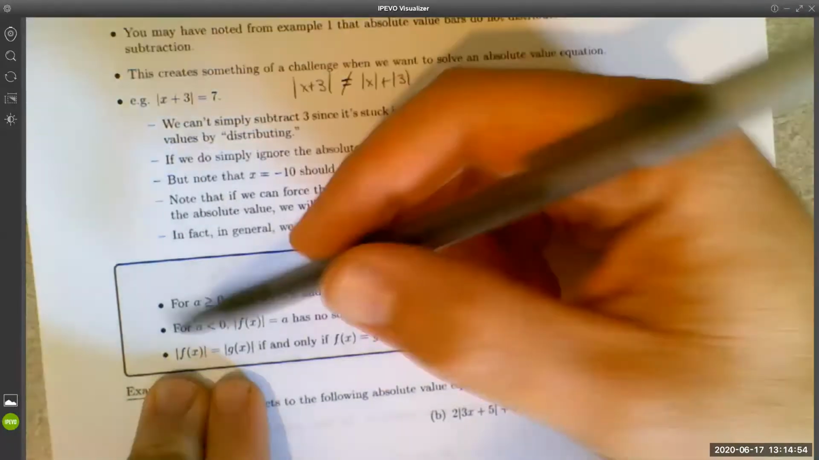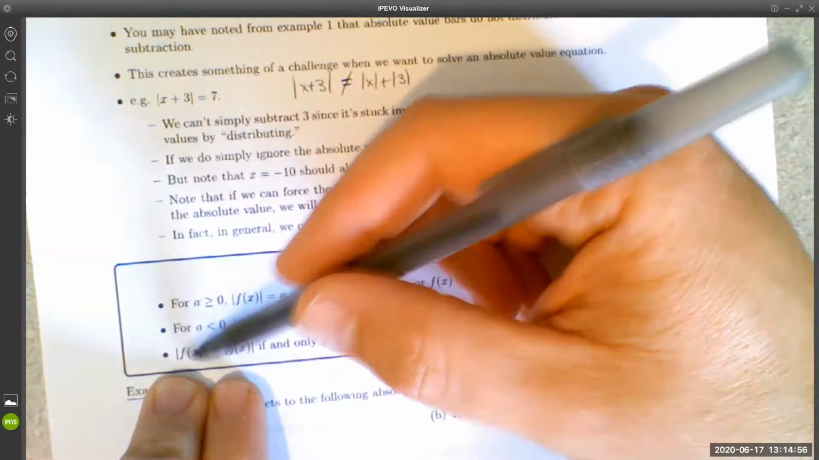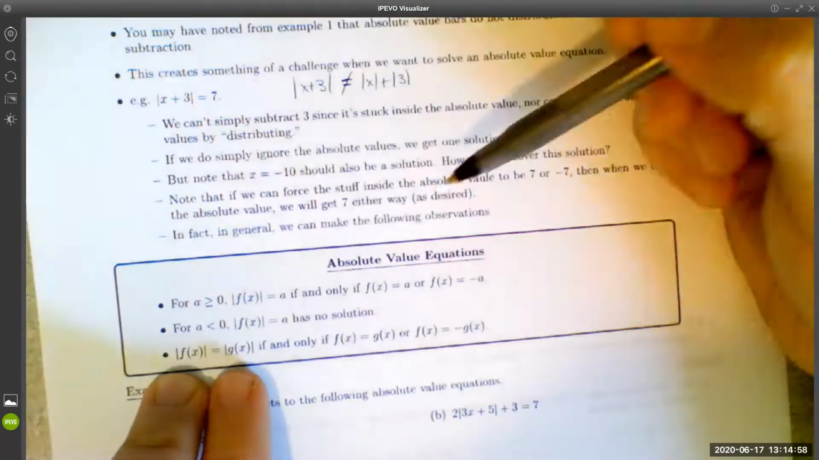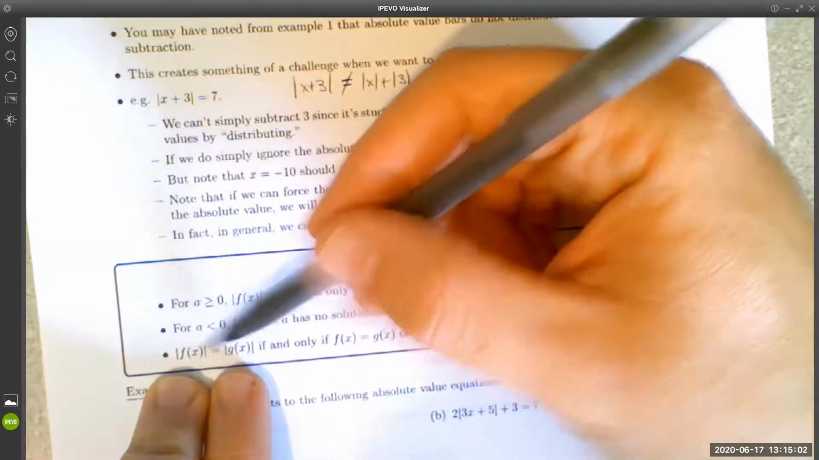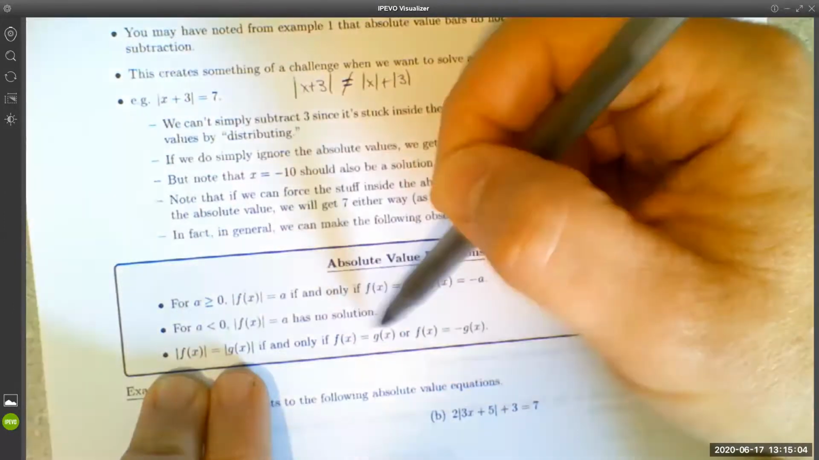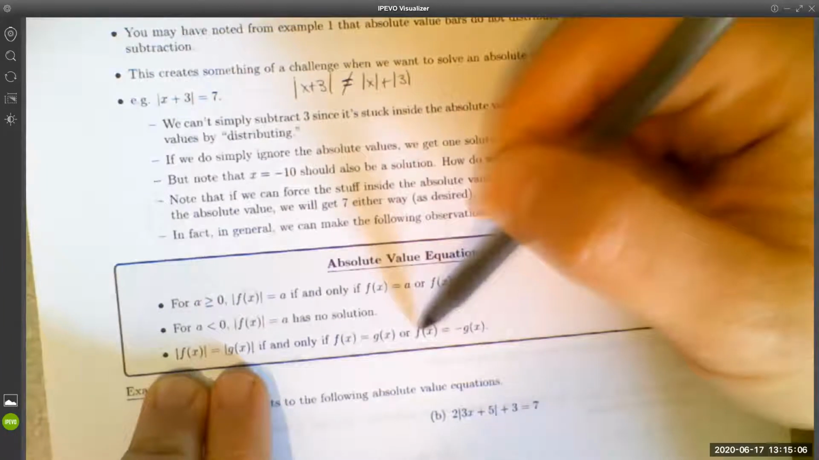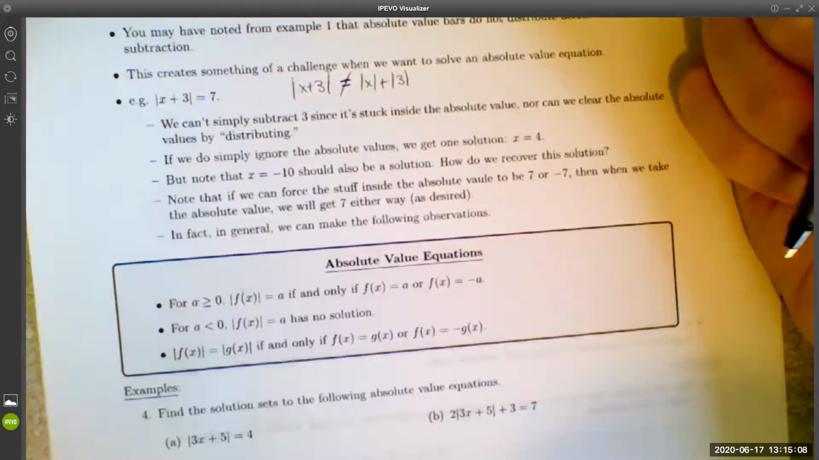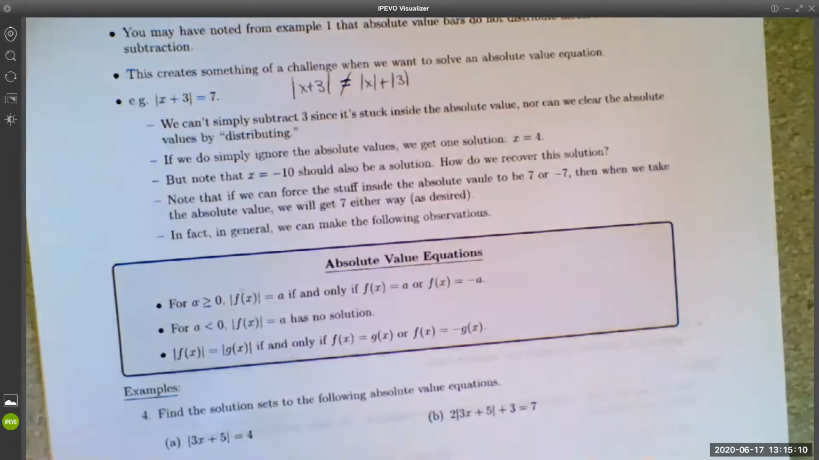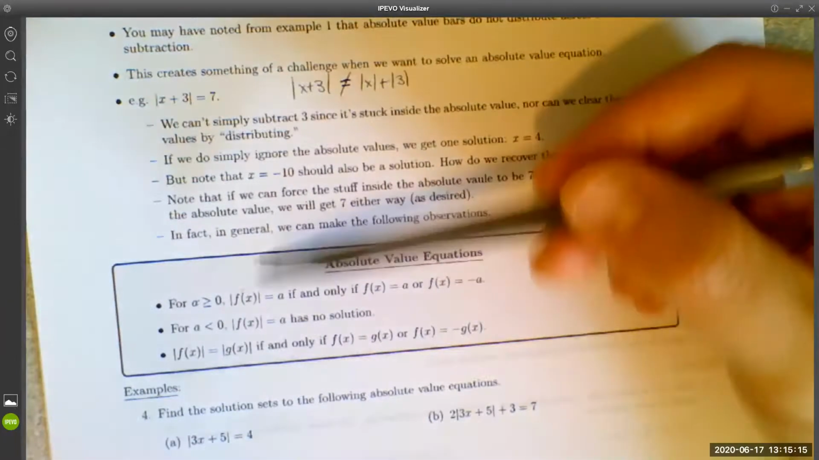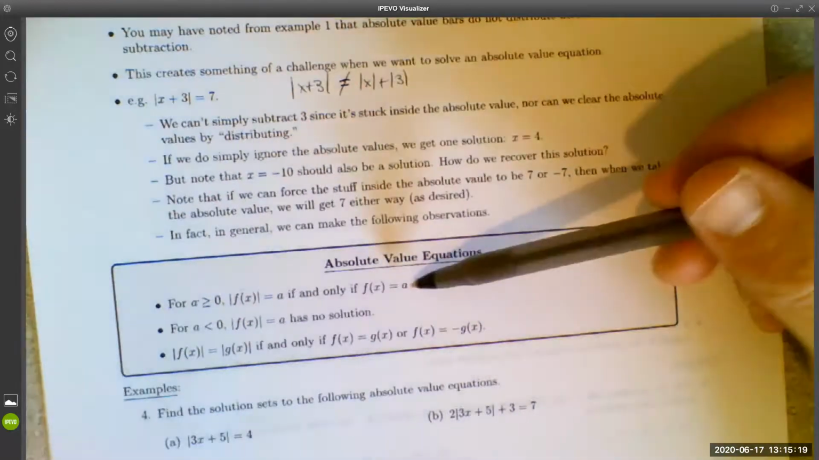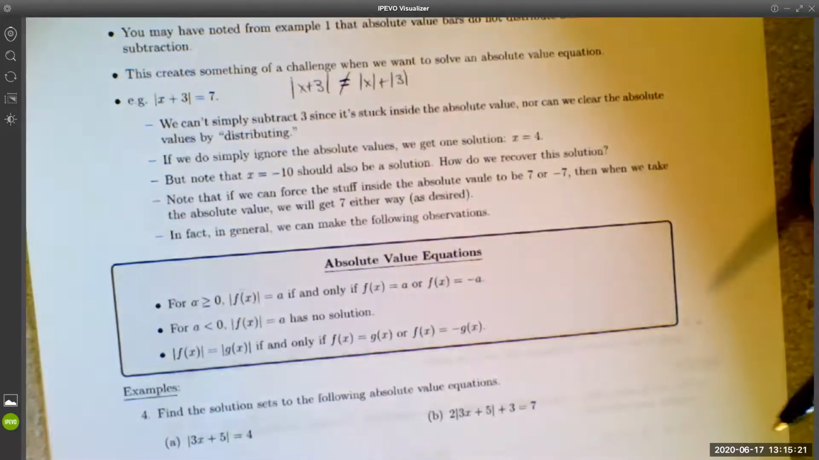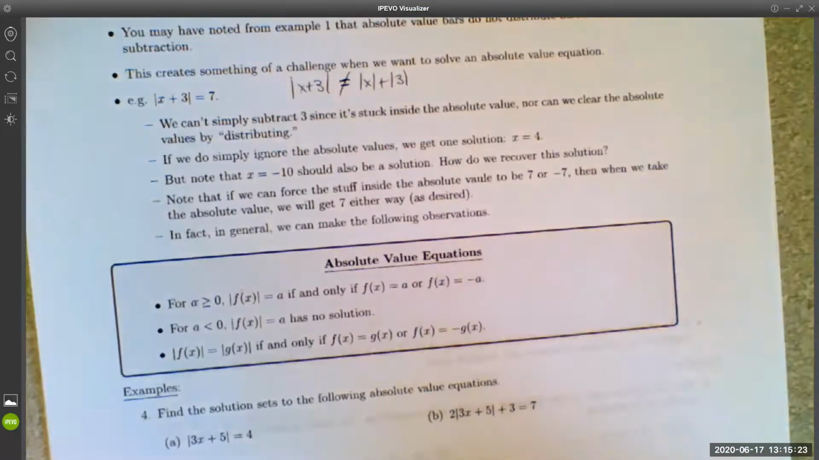And if you have a situation where the absolute value of something equals the absolute value of something else, then it must be the case that the two things on the inside of the absolute values are exactly the same, or that they're off by a sign, right? So our strategy for solving absolute value equations is to get them to look like this or like this, and then apply these rules. Let me give you a couple of examples.